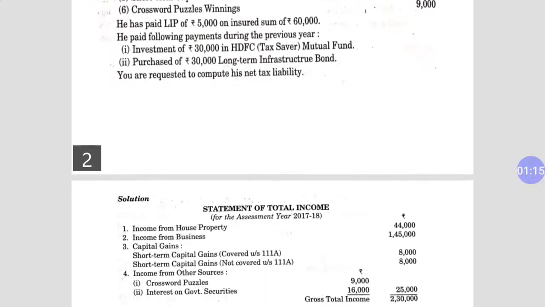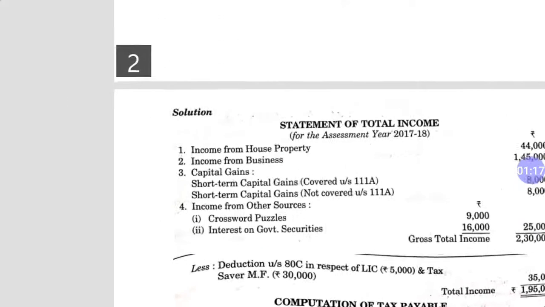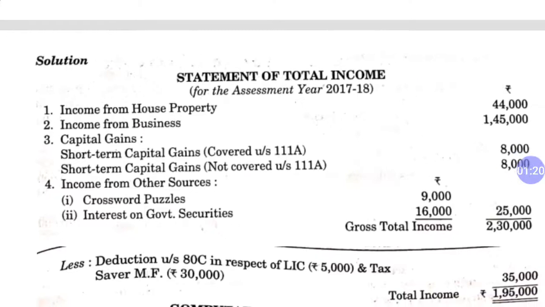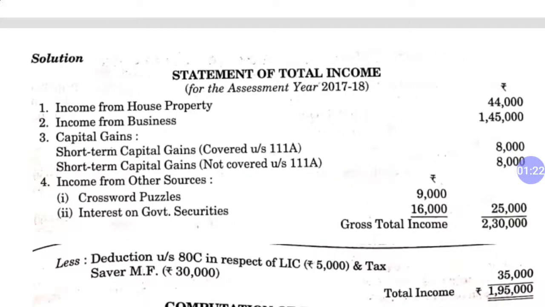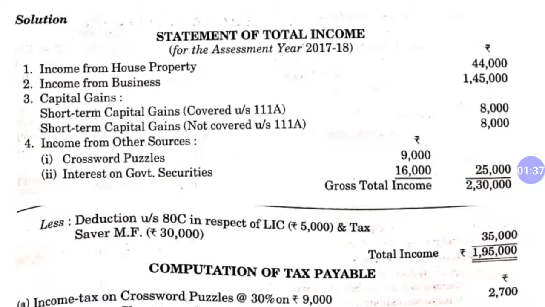First of all you have to calculate his total income, and in this we have income from house property, income from business, income from capital gain, both under 111A and without 111A, and income from other sources. As you can see we have 9,000 and 16,000. So gross total income is 2,30,000. After that we have the deduction under section 80C: 5,000 for life insurance premium and 30,000 for tax saving bonds. So the total deduction is 35,000, and total income is 1,95,000.